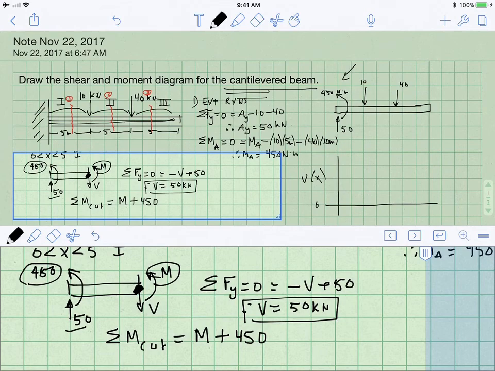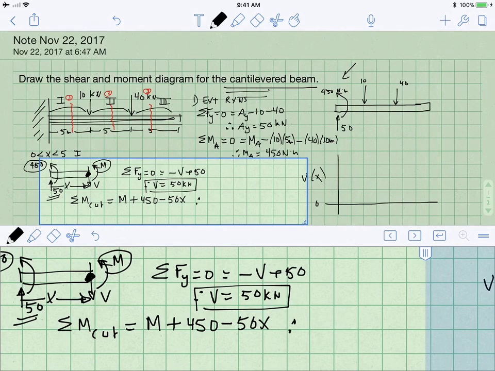And now I have to think about the moment caused by this 50 kilonewton reaction force occurring at A. And so we must define a distance. So let x be the distance from the origin to the cut. So this 50 kilonewton force is x away. It's going to be creating a negative moment, so I write negative 50x. And therefore, moment is equal to 50x minus 450.